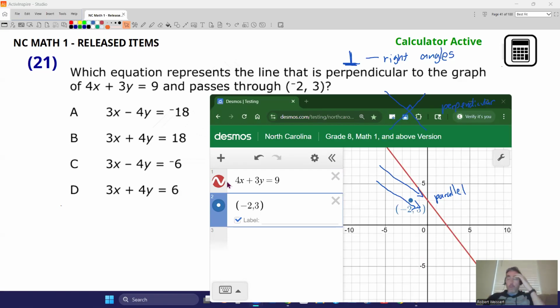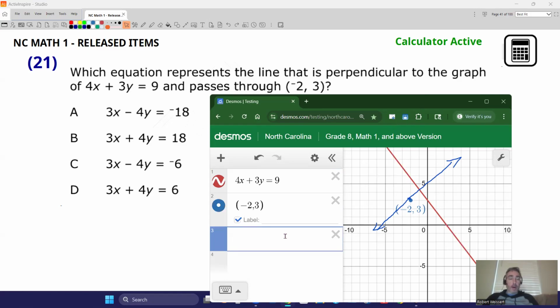All right, so you can literally just graph your answer choices and see which one's going to work. You want a line that's going to be somewhat like this, that hits the point negative 2, comma 3, and makes roughly a right angle, at least by visual check. So it should be pretty obvious when you graph your answer choices. Let's say I want to test answer choice A. I'll say 3x minus 4y equals negative 18. And that looks like it's going to be the answer.